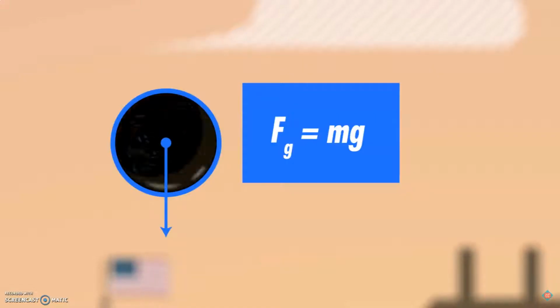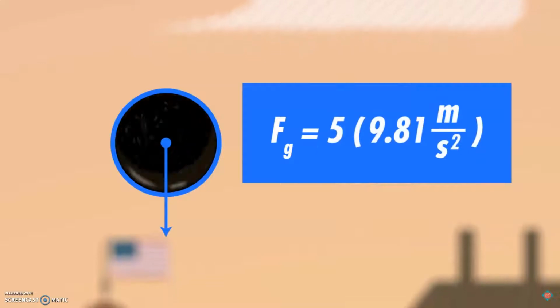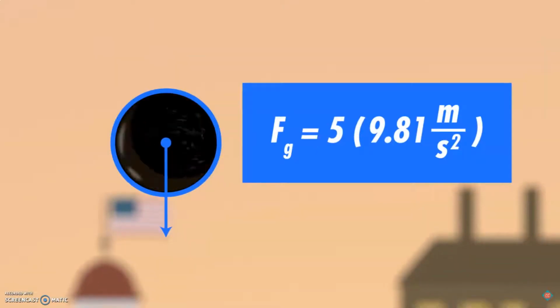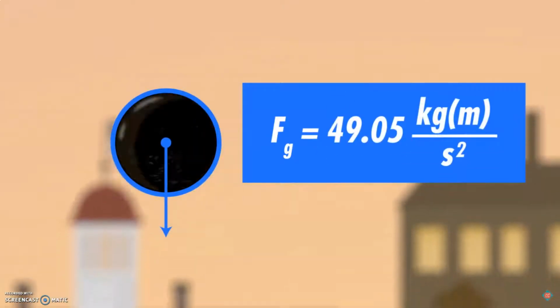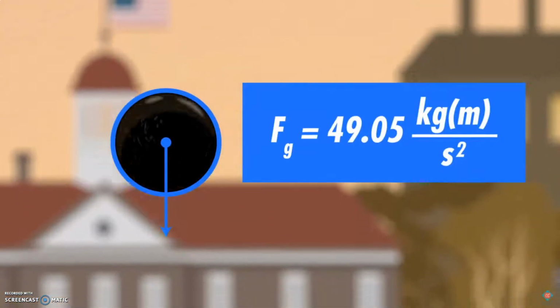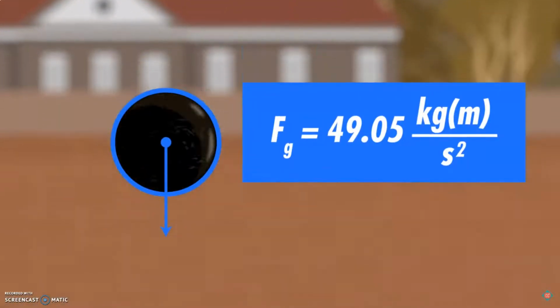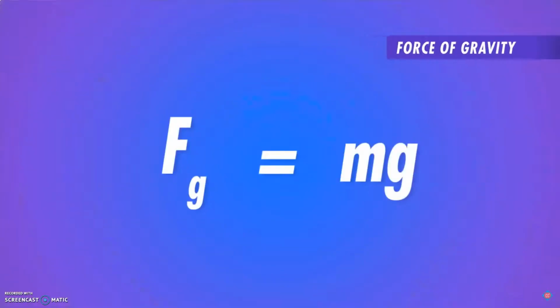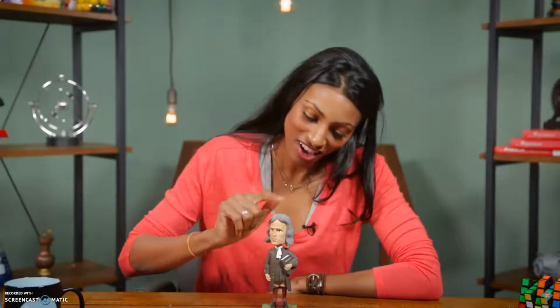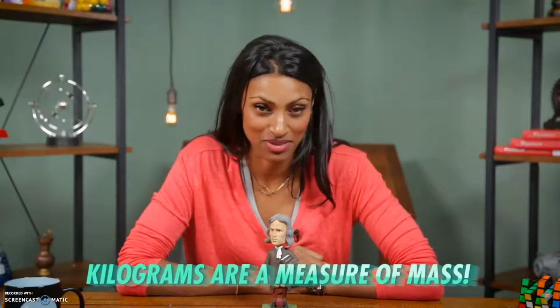So the force of gravity on the ball must be 5 kilograms, which is the mass of the ball, times small g, which comes to 49.05 kilograms times meters per second squared. We use this equation for gravity so much that it's often just written as Fg equals mg. That's how you determine the force of gravity, otherwise known as weight. Now, those units can be a bit of a mouthful, so we just call them newtons. That's right, we measure weight in newtons in honour of Sir Isaac, and not in kilograms.